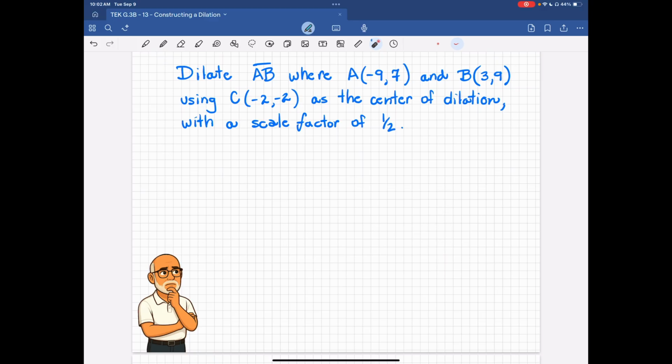We're going to jump right in and start solving a problem. We're actually going to draw or construct a dilation. So the problem reads, dilate line segment AB, where A is at (-9, 7) and B is at (3, 9). And we're going to use C, (-2, -2), as our center of dilation. So everything starts at that center of dilation. And we're going to do this with a scale factor of 1/2. So our image is going to be 1/2 the size of our original pre-image.